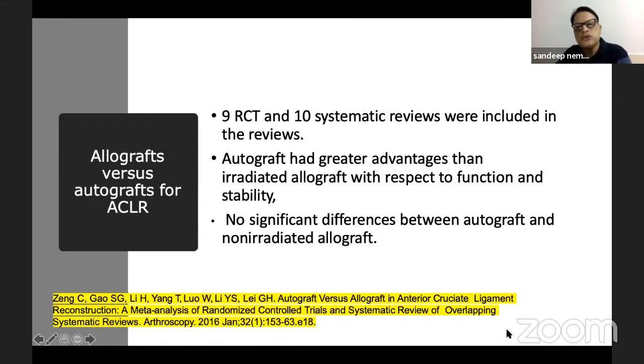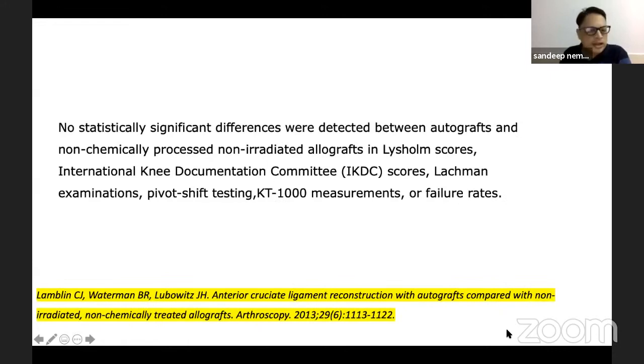I'll say this difference, you understand, the irradiation of the allograft decreases its tensile strength considerably. So there is no significant difference between autograft and non-irradiated allografts, but autografts had greater advantages than irradiated allografts. Another study which I'll mention here, no statistically significant differences were detected between autografts and non-chemically processed, non-irradiated allografts in functional outcome scores and objective arthrometer testing. Okay, and or failure rates between the autografts and the allografts, particularly non-chemically processed, non-irradiated allografts.